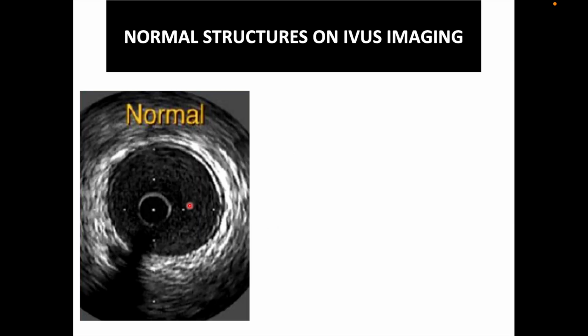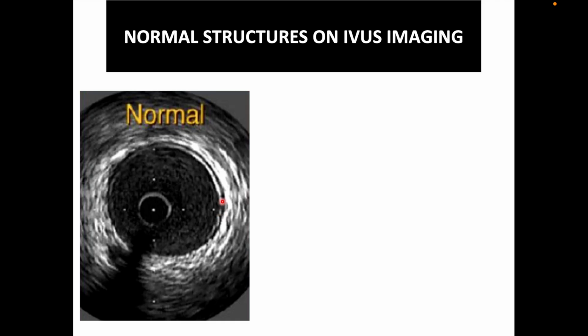In IVUS imaging, it's very important to identify the normal structures first. This is an IVUS catheter, and the black shadow going like this is a wire artifact. Around the IVUS catheter is the lumen, which contains blood. Outside the lumen, the first layer inside the vessel wall is this white line, that's the intima. This white lining is the intima.